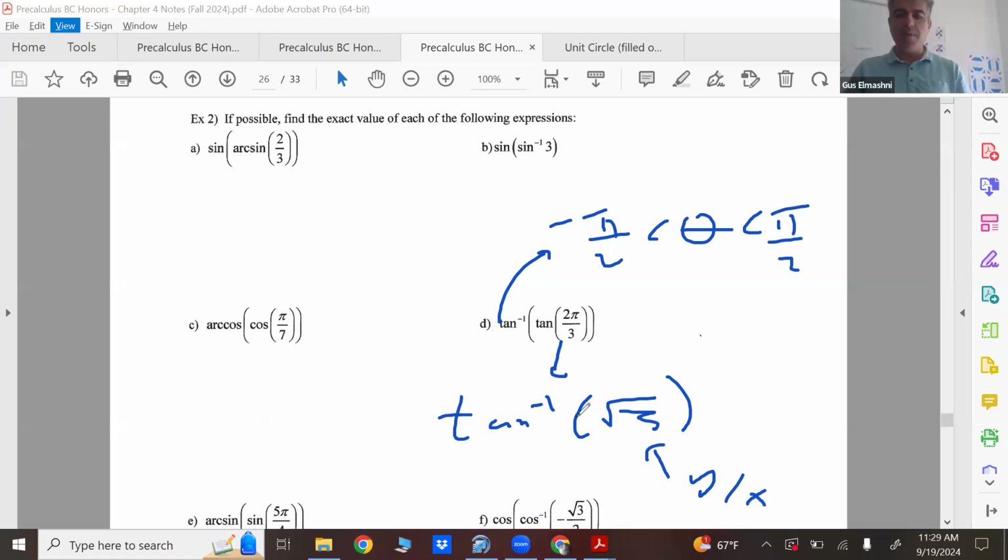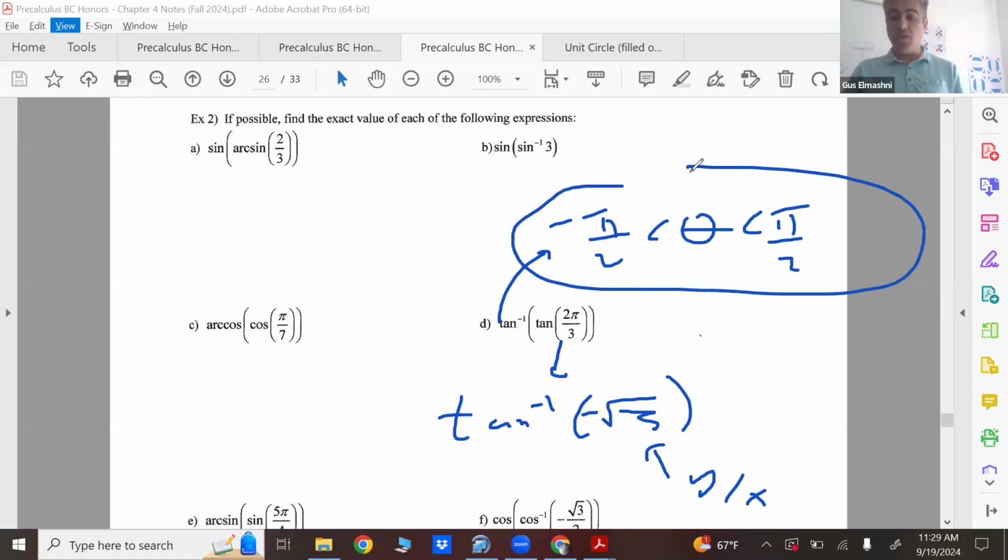You're correct. Thank you, -√3. My apologies. Thanks, Sean. Should be -√3. So it has to be in this default range. You want y over x to be that.